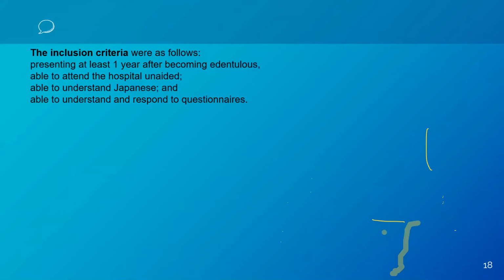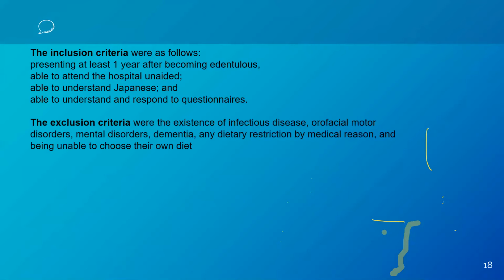Let's try and understand with this simple example. I've just taken this from an article. Suppose the inclusion criteria says patients who are presenting, this is, I think, again for nutrition and masticatory efficiency, at least 1 year after becoming edentulous, patients who are able to attend hospital unaided, patients who are able to understand Japanese, and those who can respond to the questions.